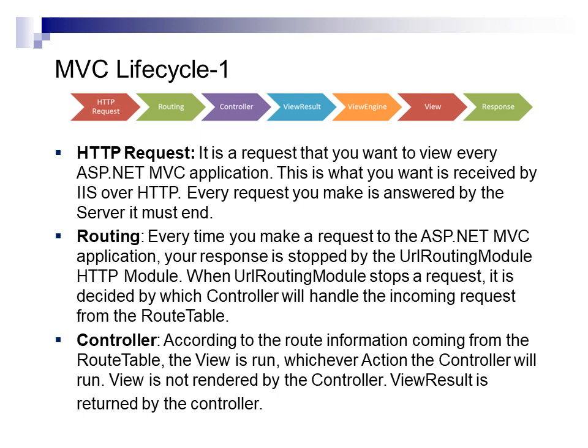the URL routing module, an HTTP module. When the URL routing module stops the request, it is decided from the route table which controller will handle the incoming request. Controller: according to the route information coming from the route table, the controller runs the corresponding action. The view is not rendered by the controller. A view result is returned by the controller.